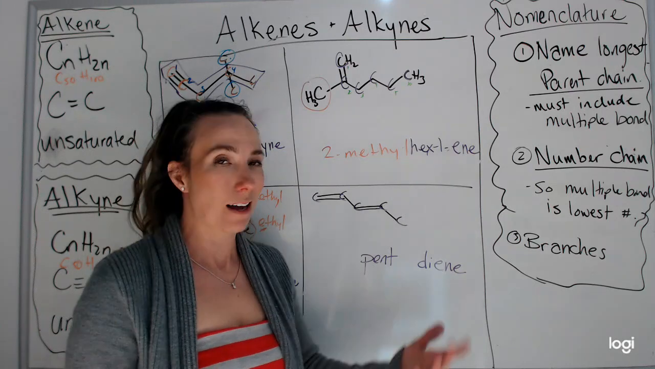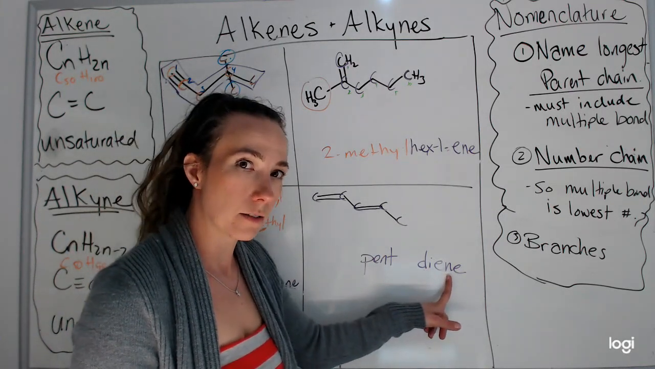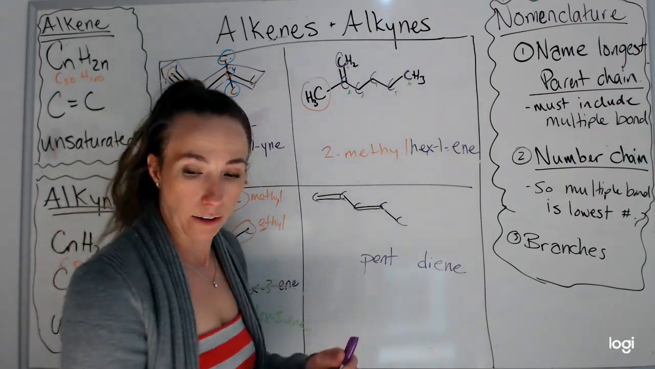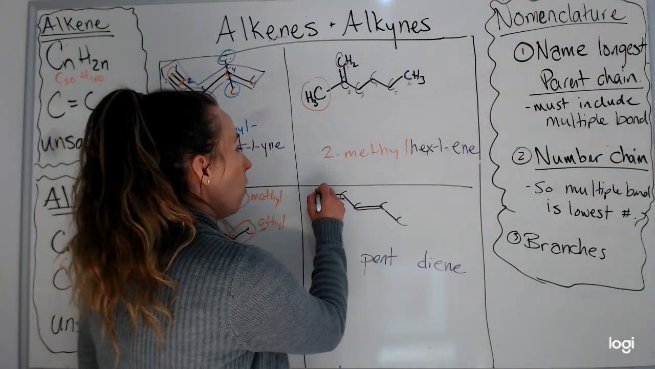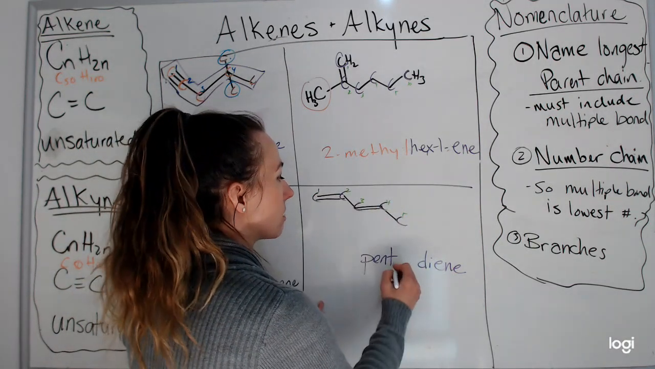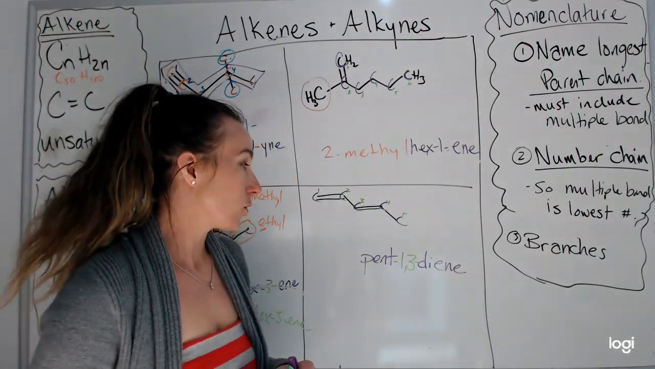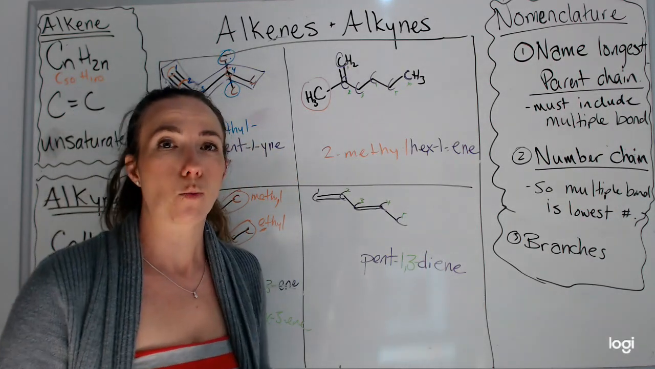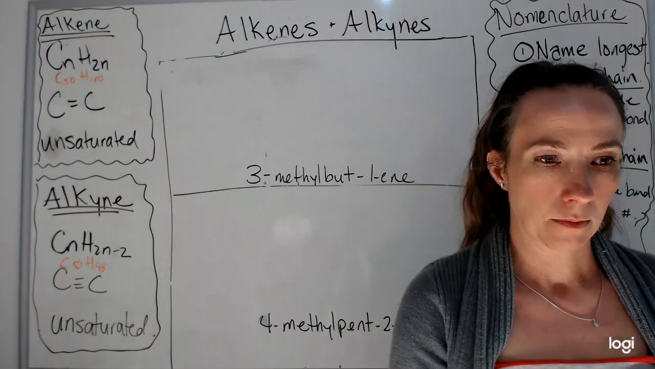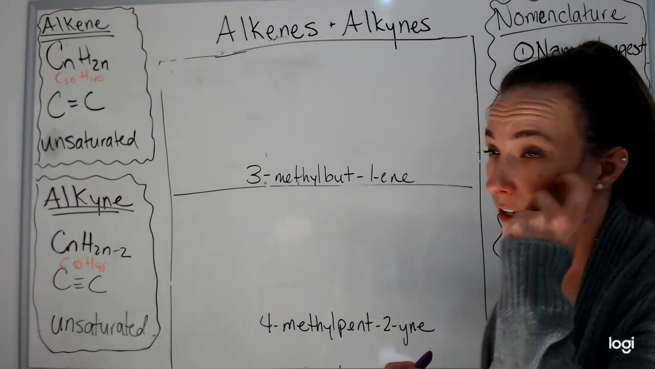diene, just like it was dimethyl. So I have 2 double bonds. That's what that's saying. Okay, where are those double bonds? Well, they are on carbon 1, 3. Okay, so the double bond starts on carbon 1 and it starts on carbon 3. So this molecule is called pent-1,3-diene. Okay, let's do 2 more examples before we finish up.